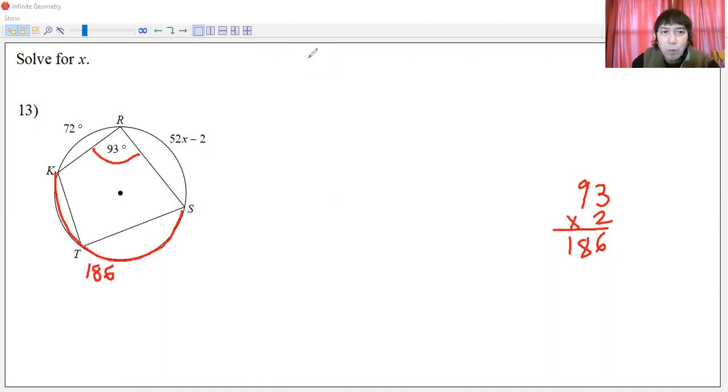Now we have one full circle: the 186 plus the 72 plus the arc RS expressed as 52x minus 2. We have the equation for 360. All right, let's start with the equation. Let's name our 186, that's our arc RKTS or STK.